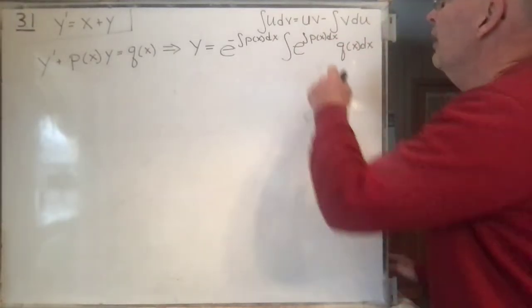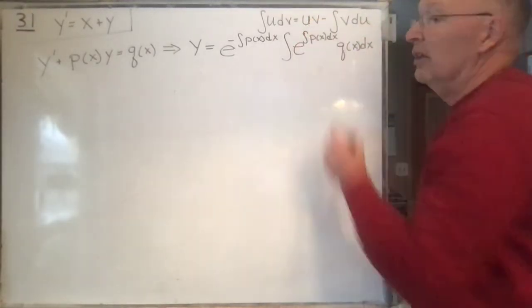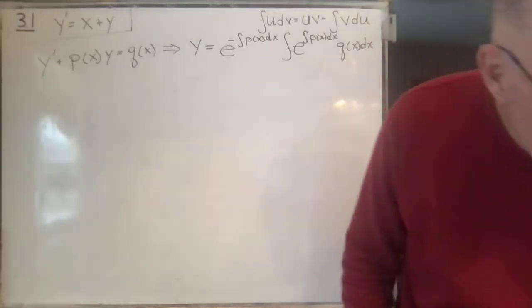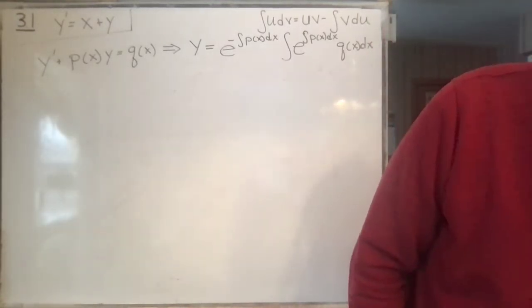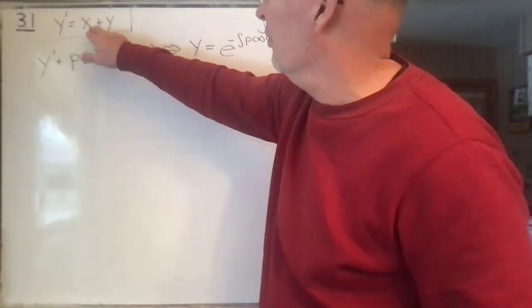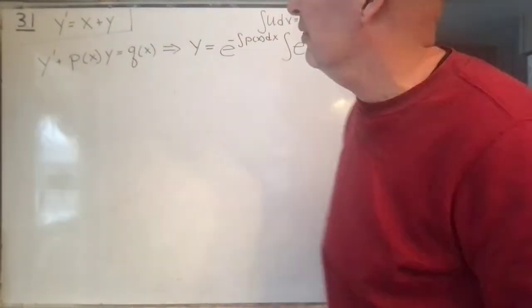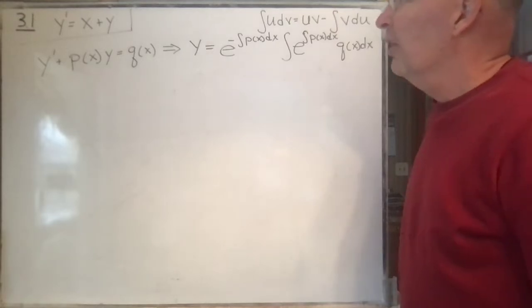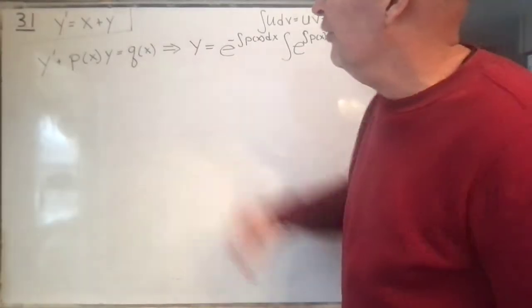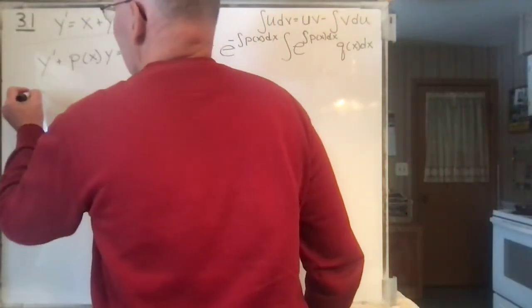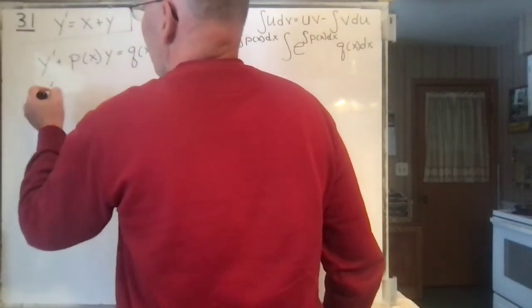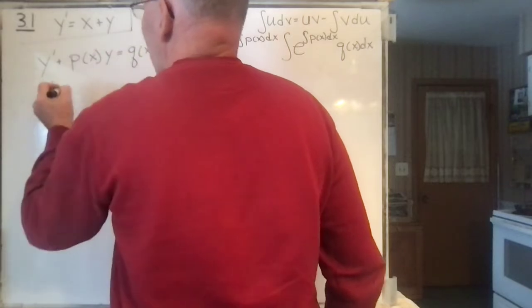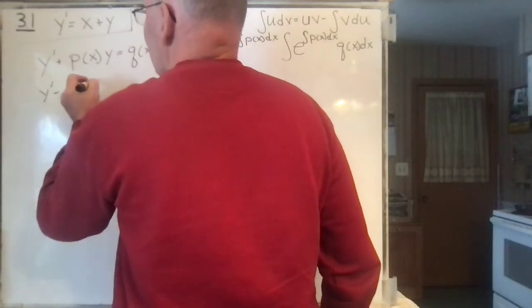So let's see how that works. So this is all by way of introduction. I tell you what, first thing let's do is just to do that one right there. So the first thing I have to do is to get it in this form. So I'm going to write it as y prime minus y is equal to x.